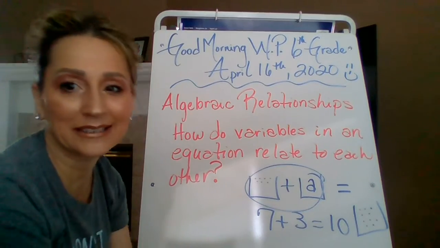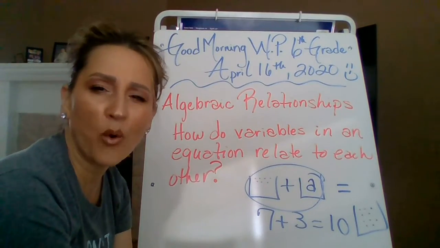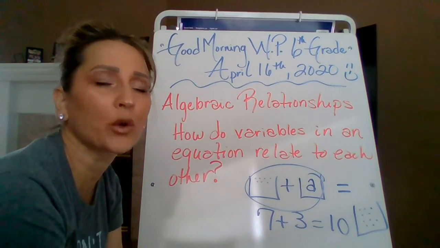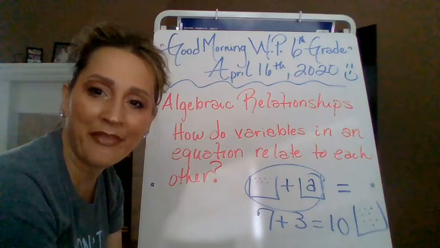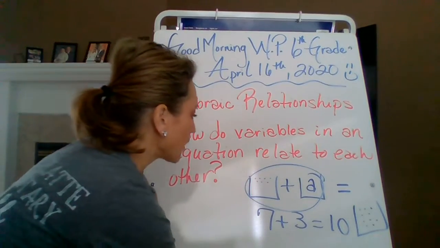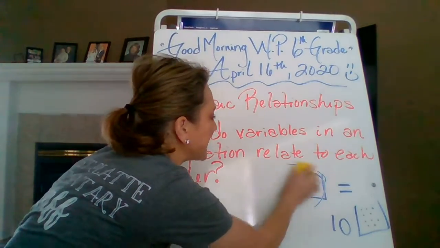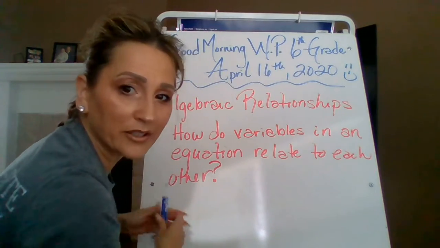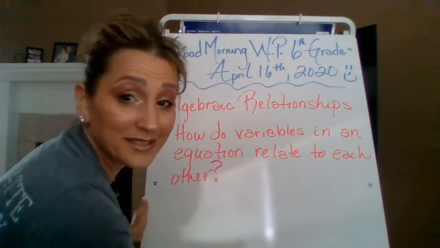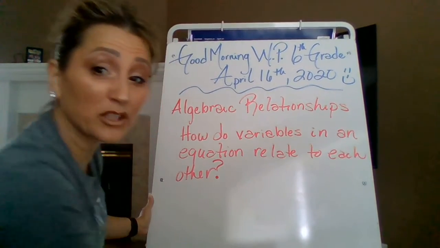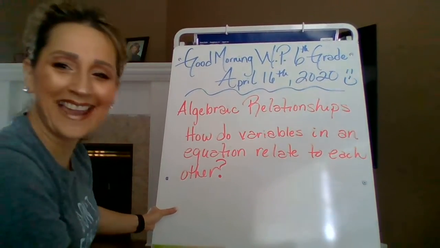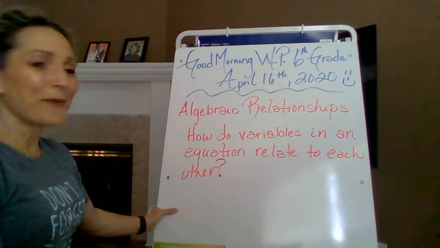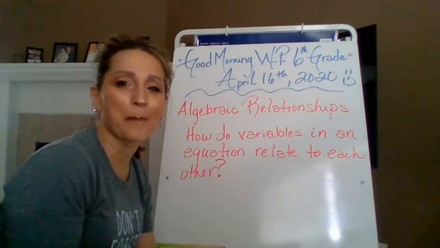Well, what happens if there's more than one variable in my problem? What happens if I'm missing more than one piece of information? And that is what chapter 9 is going to be about. So let me erase this and let's get this party started. And it is to me, math is the most fun in the day at school. Math, to me. So, we're going to talk about algebraic relationships.